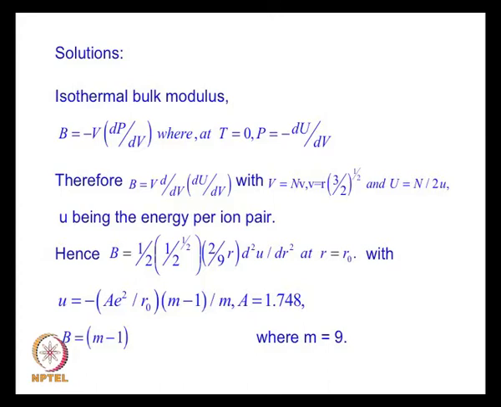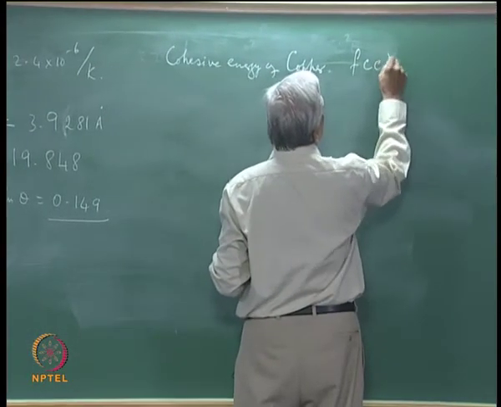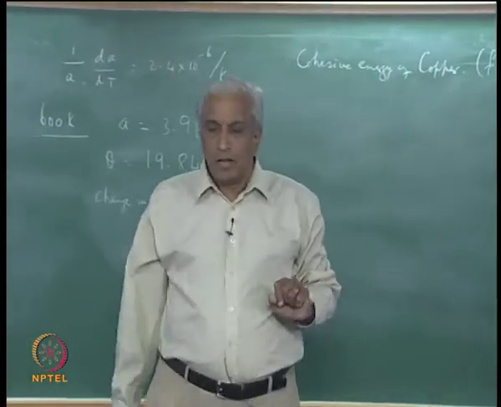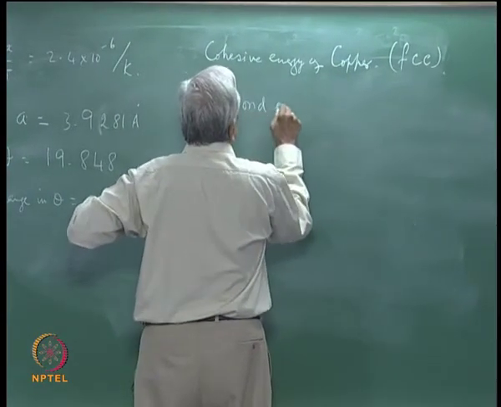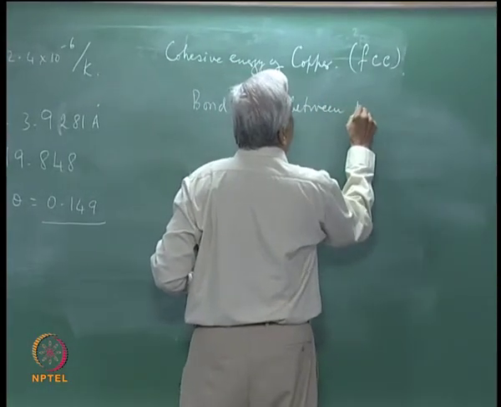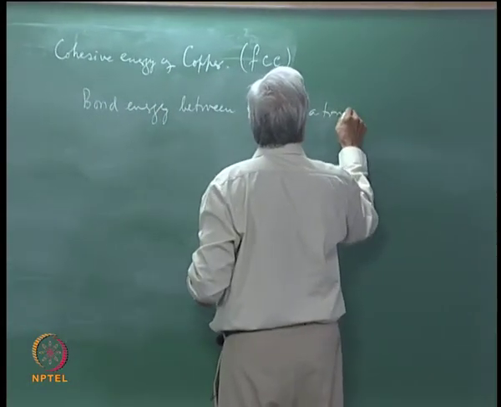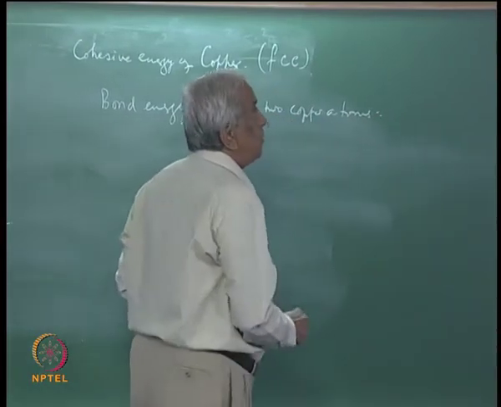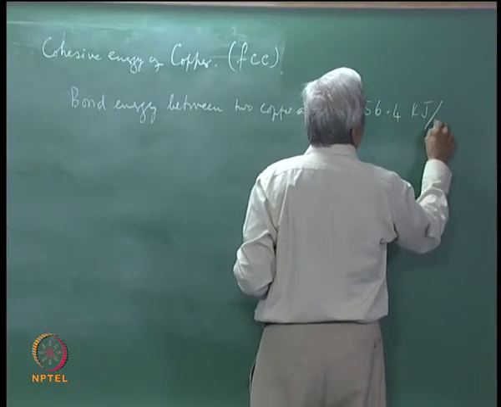So, that is the bulk modulus. The next problem concerns the cohesive energy of copper, an FCC structure, face centered cubic structure again. We are given that the bond energy between two copper atoms is given to be 56.4 kilojoule per mole.